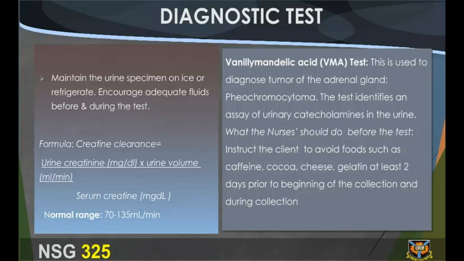Vanillylmandelic acid test (VMA). This is used to diagnose tumor of the adrenal gland, pheochromocytoma. The test identifies an assay of urinary catecholamines in the urine. What the nurse should do before the test: instruct the client to avoid foods such as caffeine, cocoa, cheese, and gelatin at least 2 days prior to the beginning of the collection and during collection.